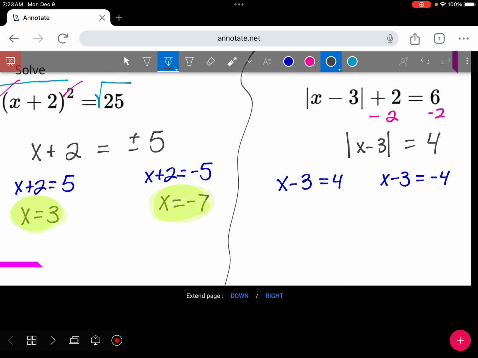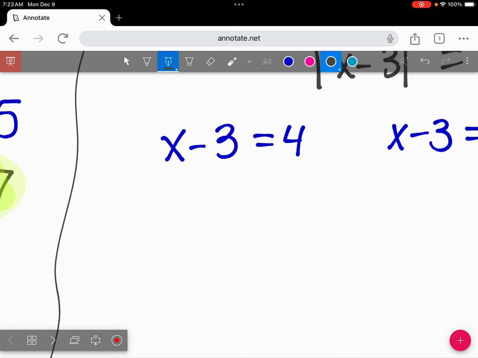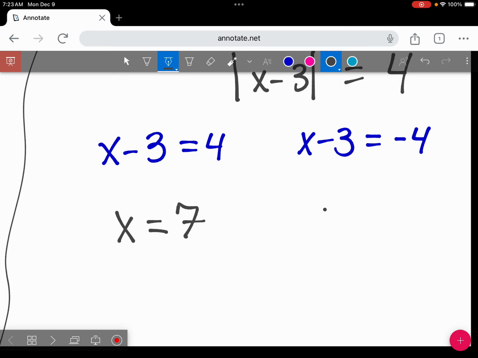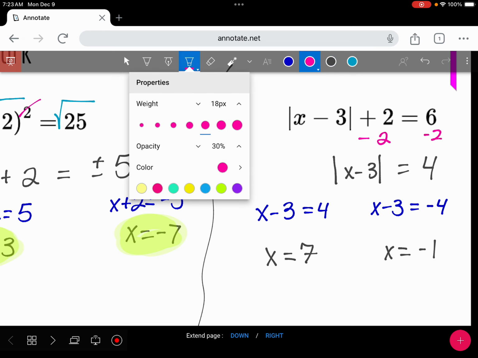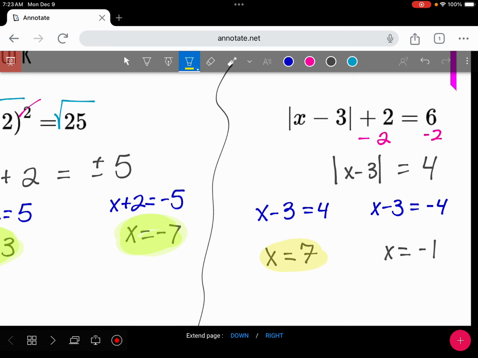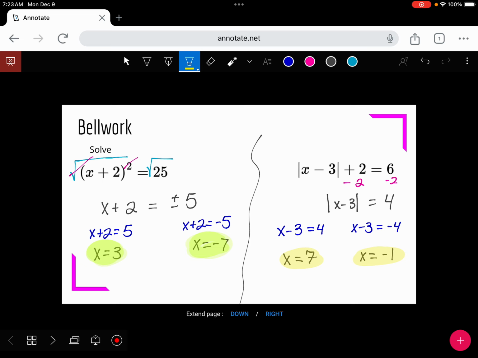Let's finish it out. What do we do to finish solving these out? Plus 3 on both of them. So we're going to have our x equals 7, and x equals negative 1. And those are our solutions.